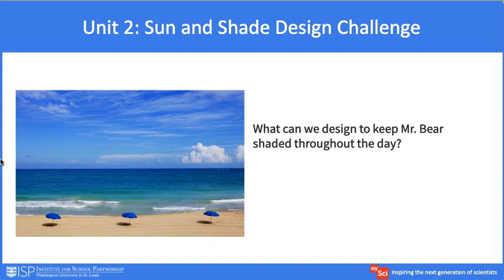The design challenge for this unit is an activity in Lesson 2. Closely connected to the anchoring phenomenon of playground sun and shade, students are tasked with designing a structure that will keep a toy bear shaded on a sunny day. They design, build, and test their structures using materials such as popsicle sticks, clay, paper, plates, and a flashlight.